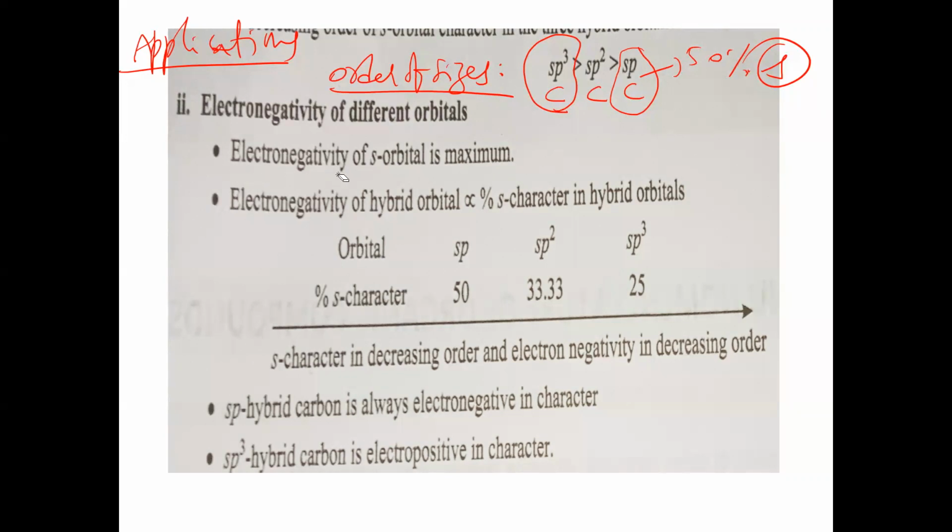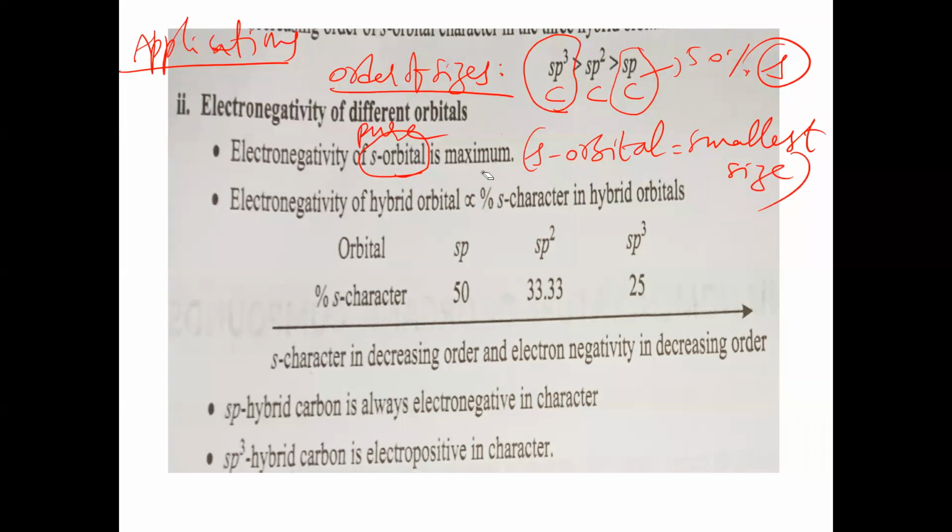The electronegativity of the s orbital is maximum. S orbital means only the pure s orbital here. Pure s orbital has a smaller size, and smaller size means maximum electronegativity. So the s orbital has the smallest size, and the smallest size indicates the largest electronegativity. So maximum electronegativity is for the s orbital.